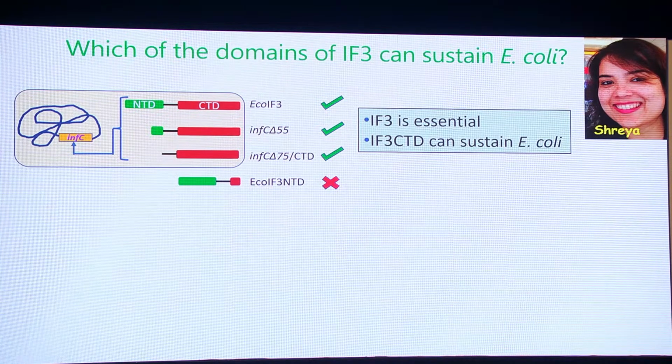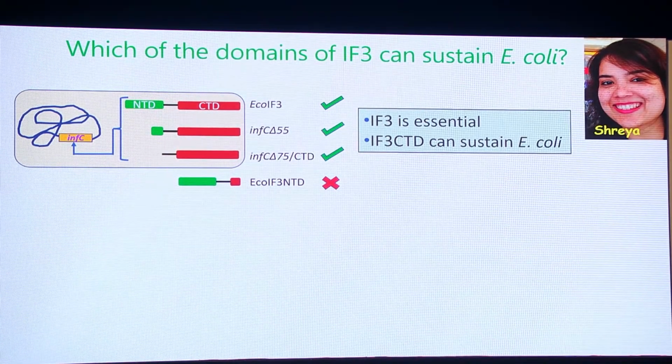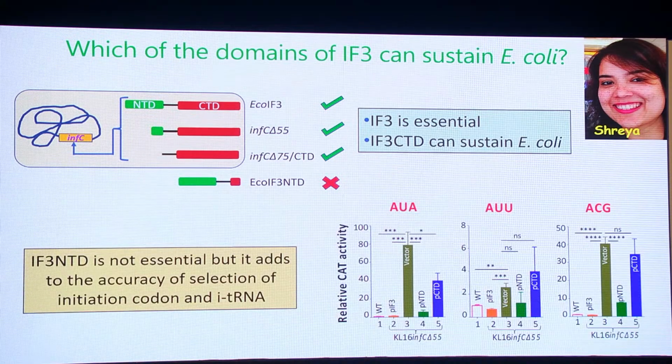She was also able to sustain E. coli with the mutant of IF3, where 55 amino acids have been deleted N-terminal, and also with another construct where 75 amino acids have been deleted. So this construct has only the C-terminal domain and a bit of a linker. If we delete this linker, the protein is unstable, so we couldn't trim it down further, but this was sufficient to say that we can sustain E. coli with CTD alone.